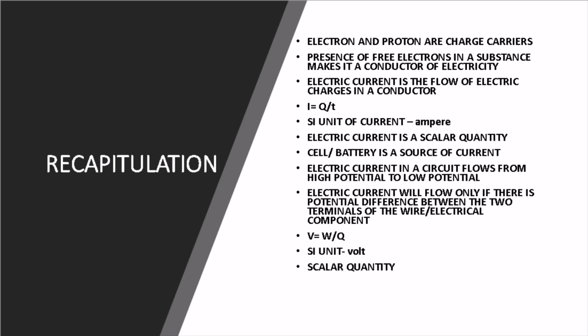However, electric current in a circuit flows only from high potential to low potential, and this difference in the potentials should be maintained if we want the current to flow through a circuit or through a wire or any electrical components. The formula for potential difference is W upon Q, where W is the work done by the charge in moving from one point to another in an electric field. The SI unit of potential difference as well as electric potential is volt, and it is also a scalar quantity.